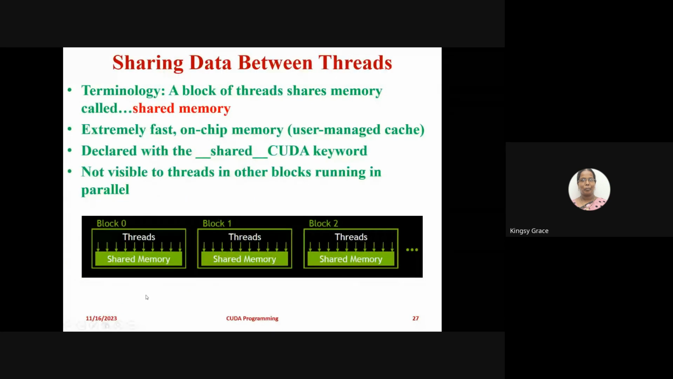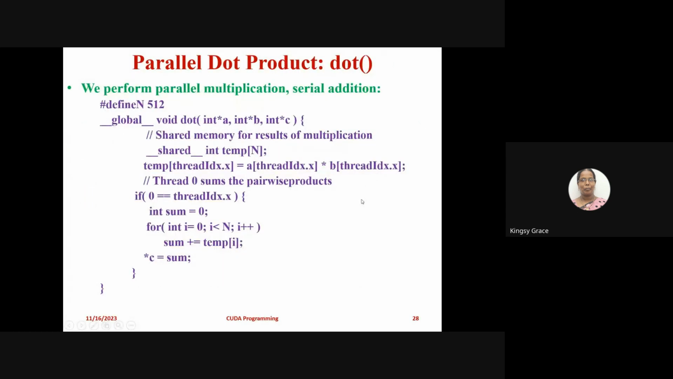So how are we sharing data between threads? We have already seen that shared memory is available, and with the help of shared memory, data is shared among different threads. There is a CUDA keyword called __shared__. You can use it for managing the cache in the blocks or threads. So this is the parallel dot product. Here we have a number of elements, temp of n, and each is considered as a thread. We are sharing this temp.